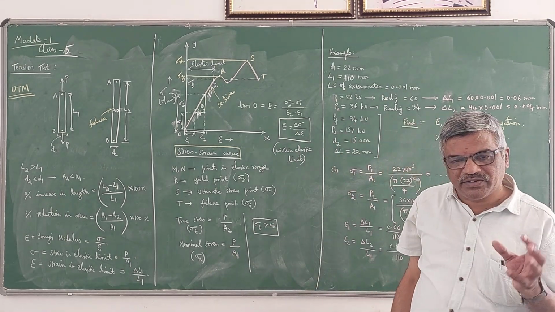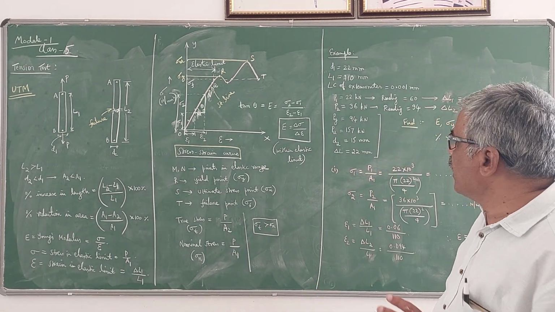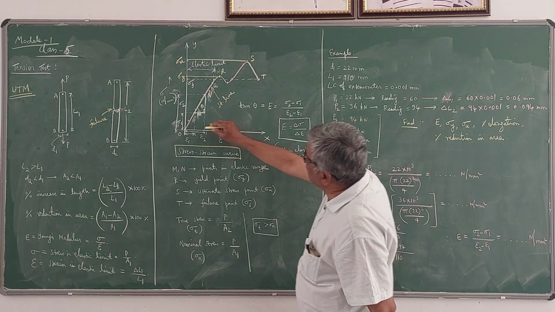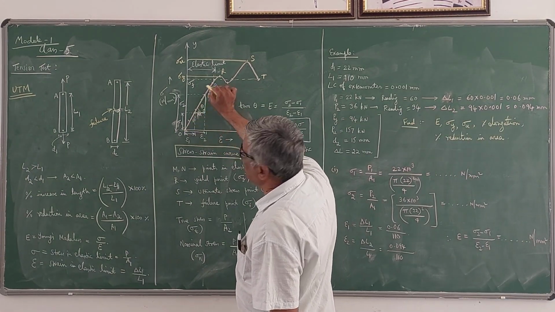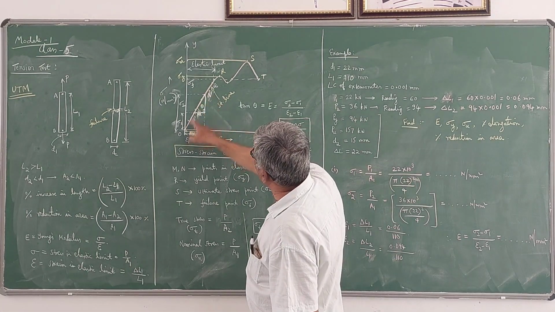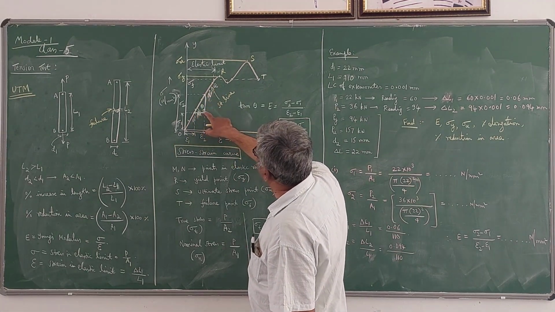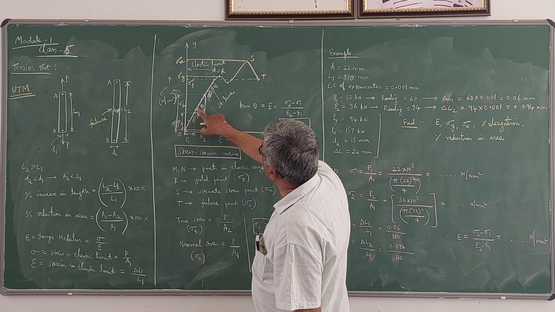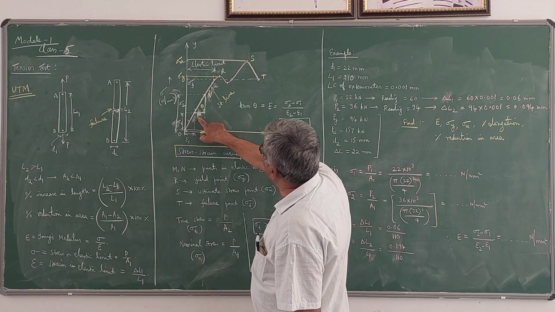So true stress is always greater than nominal stress. And from this elastic range OQ, we can calculate the Young's modulus. If you take the slope of this line, if you draw a right angle triangle here, if theta is the angle, tan theta gives the slope of this line. What is tan theta here?